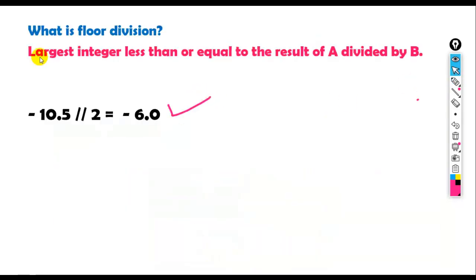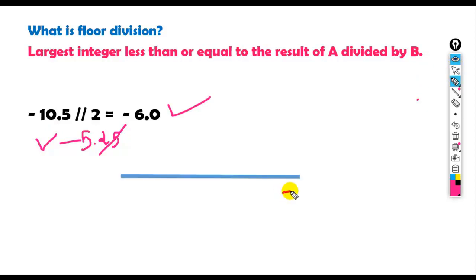This one. So again, what is floor division? Largest integer less than or equal to the result of a divided by b. So here result of a divided by b is 5.25 and because of minus sign, here is minus sign. So we can't truncate the fractional part after decimal point because this is negative number. So let me draw number line. So let me take here -5 and here somewhere -5.25 and here somewhere -6. Also you can take 5.0 and 6.0.